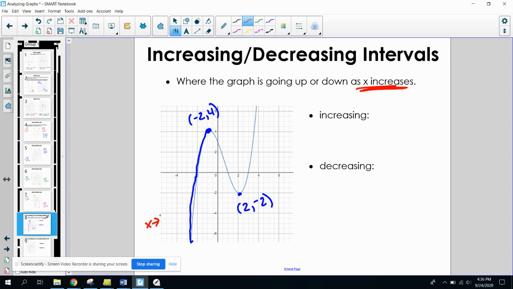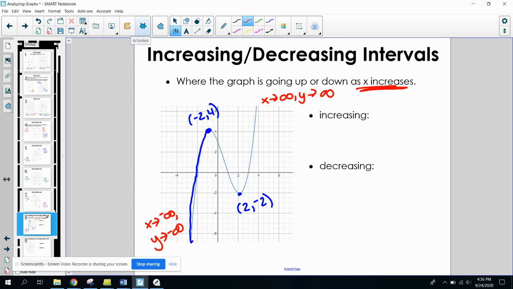So for my left end, it's in that third quadrant. So x is going to be negative infinity, and y is going to be negative infinity. And on my right end, x is going to be positive infinity, and y is positive infinity. Okay, so it's always helpful to have the end behavior written out as well as the maximums and the minimums, so that way we can figure out the x values that we're increasing and decreasing on.